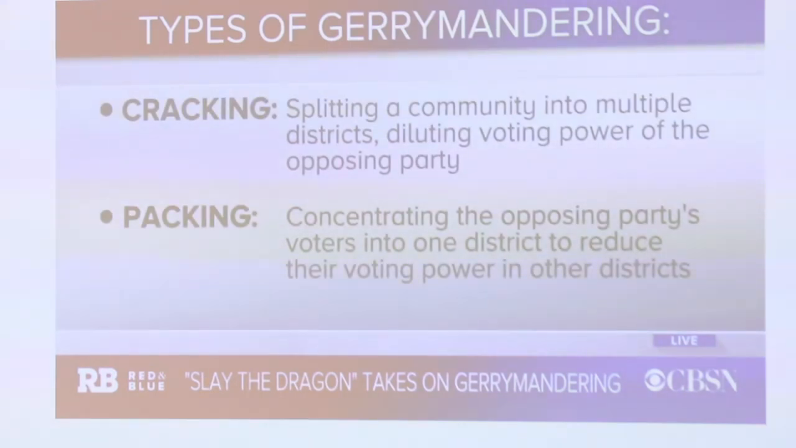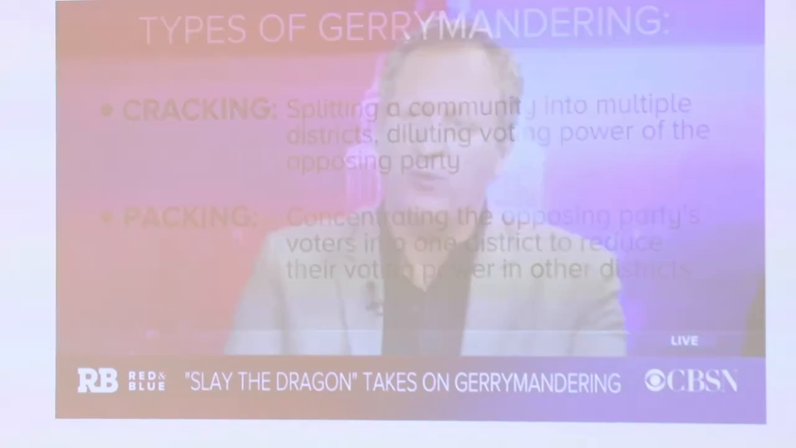Basically, if you're the party in power and you want to hold on to that power, you can discriminate against the voters of the opposing party by concentrating as many of them in as few districts as possible, so that they'll win those districts, but only a few of them, or spreading them out, that's cracking, to as many districts as possible, so they'll get a certain percentage, 20% of the vote, but will have no chance of winning those districts. So they work in lockstep, and they're both designed to dilute the power of the opposing party's voters. And of course, both parties have been guilty of this. This is not just one party or the other.